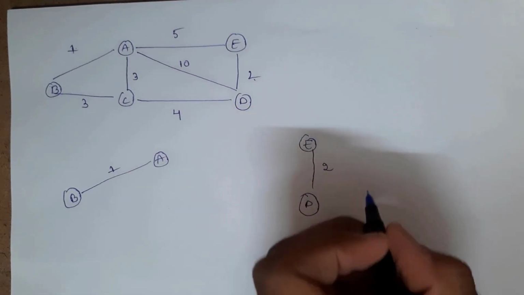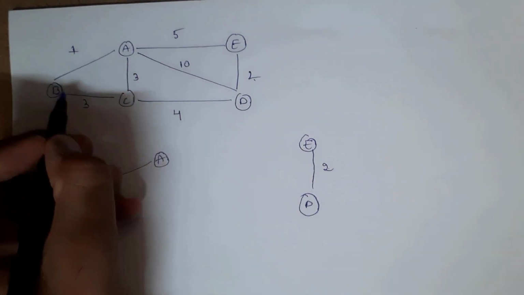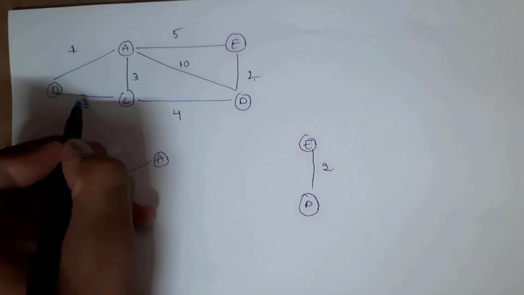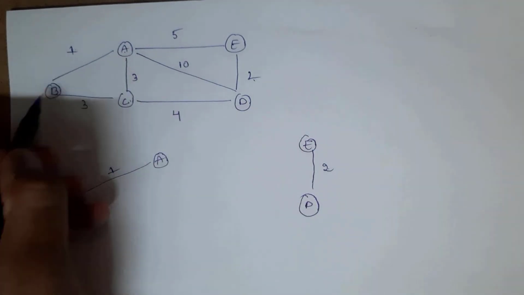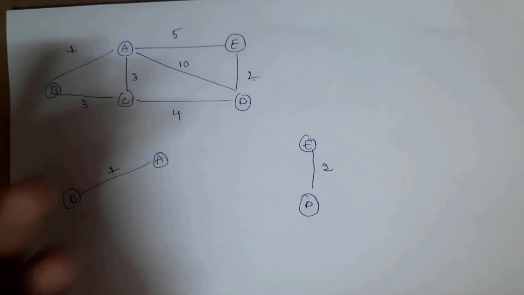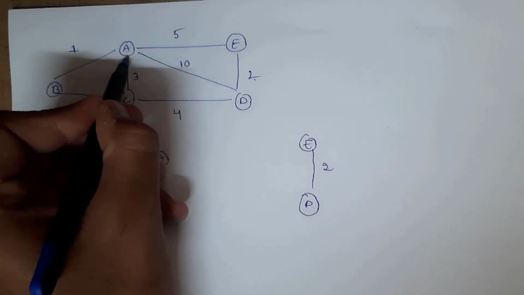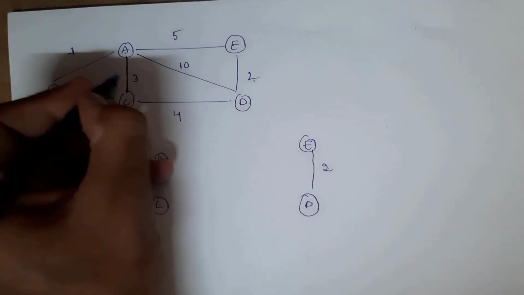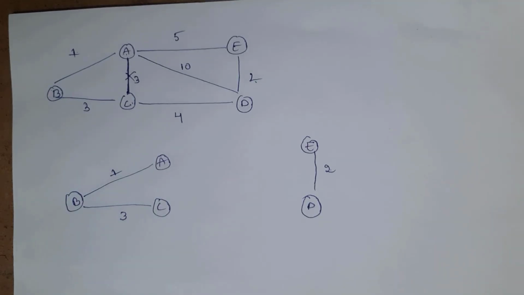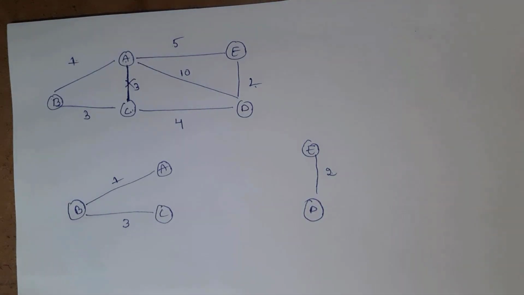Weight is 2. After 2, 3 is the smallest weighted edge. So here B to C weight is 3 and from A to C weight is 3. So I can select either this or this. So I will select this. After 3, which is smaller, this one now. But I will not select this because if I select this edge, then it will form a cycle. So we need to ignore this. We need to select the smallest weighted edge. But whenever that edge is forming a cycle, then we should ignore that edge. We should not select that edge.